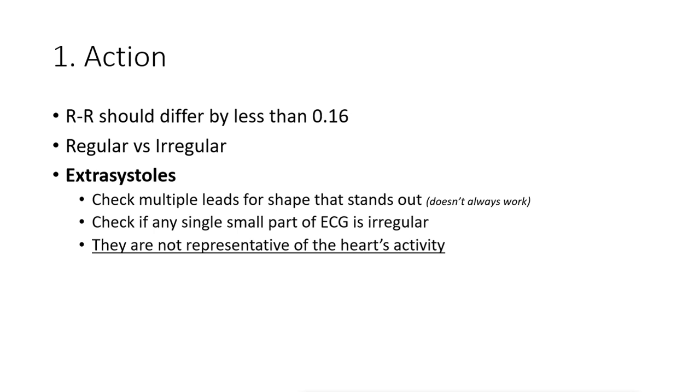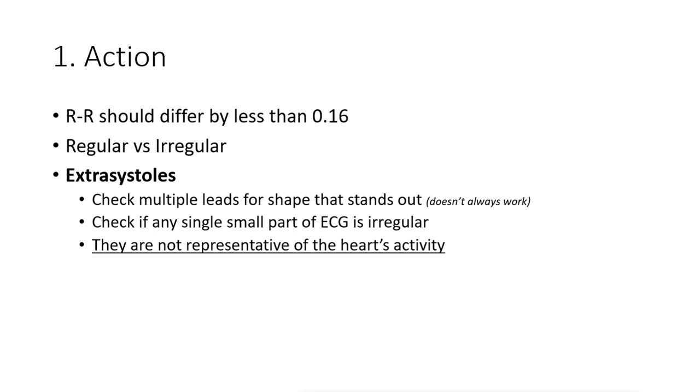The third thing is that we check if any single small part of the ECG is irregular. This is another interesting thing. It could be that the lead looks perfectly normal and the rhythm looks perfectly normal, but it's irregular just at one point. Only in one part of the lead is it irregular, which is very strange. How come it's all normal except in one place? What does that mean? Well, it might just be one extrasystole popping out.